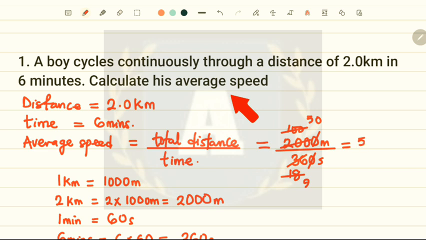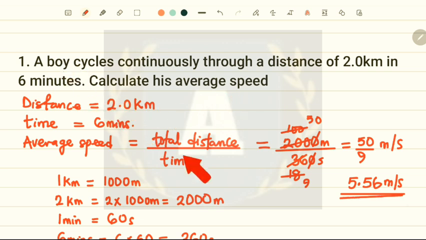So our answer to that question is 50 over 9 meters per second. That is in fraction, which is equivalent to 5.56 meters per second to 2 decimal places. All right, so that's how you get that.